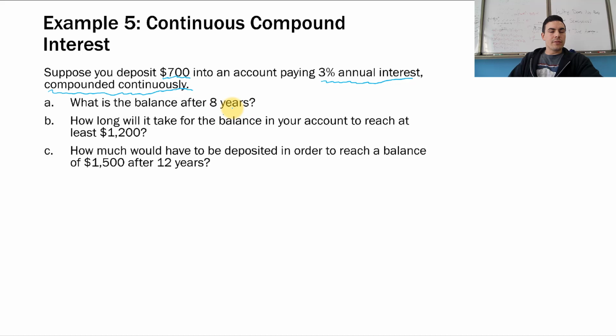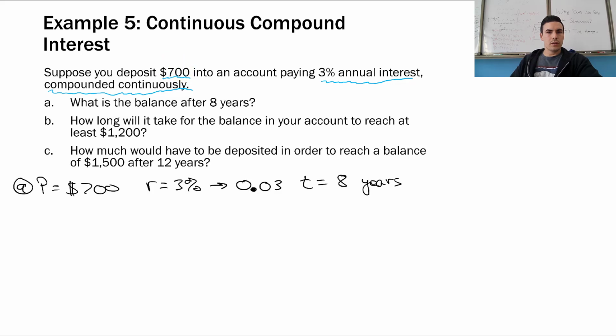Well, after 8 years, our P is going to be 700. P will be 700, our R will be 3%, but we have to remember that we need to represent R as a decimal. If you plug in 3 when you use R in our equation, which I'll show here, that is not going to be correct. I have to represent R as a decimal, and then T is 8 years.